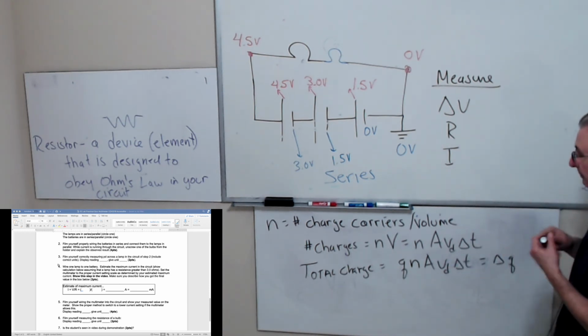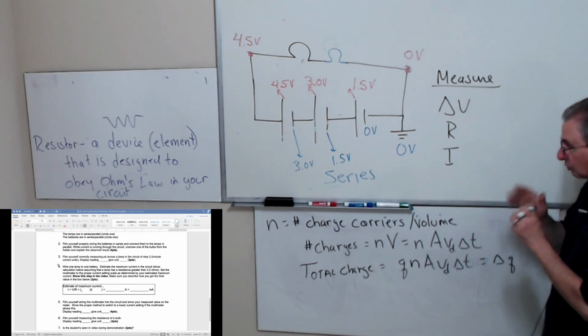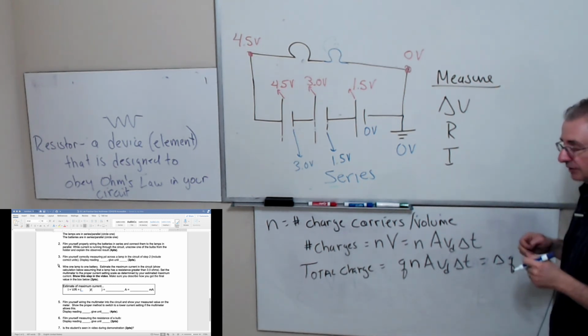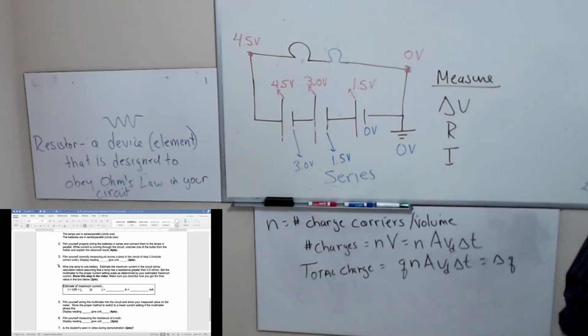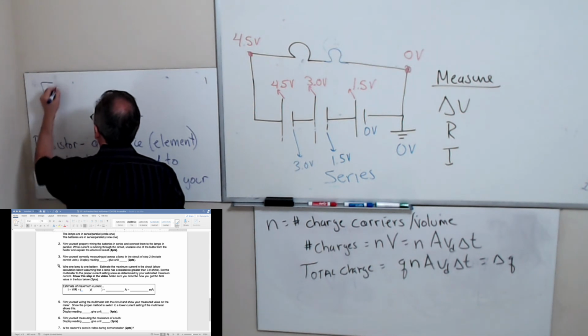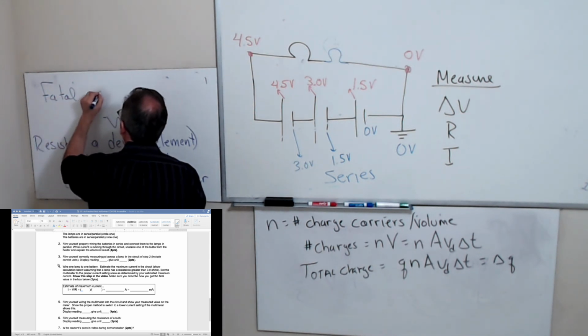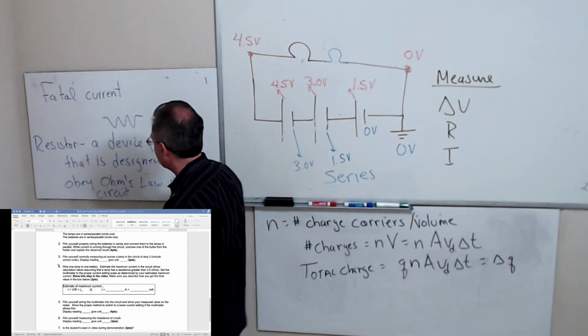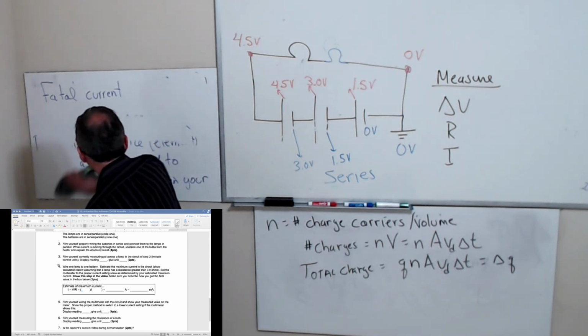So, and I know I'm going along. I forgot two things to mention. Number one, there's a document on Canvas called a fatal current. Please read that. It tells you how much current you go through your body to kill you.